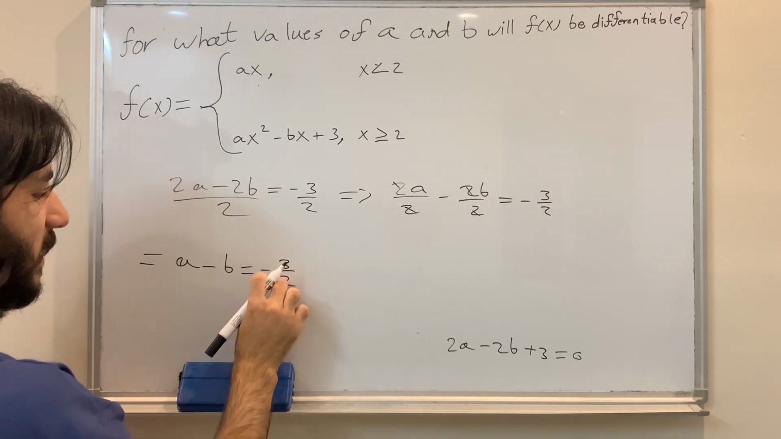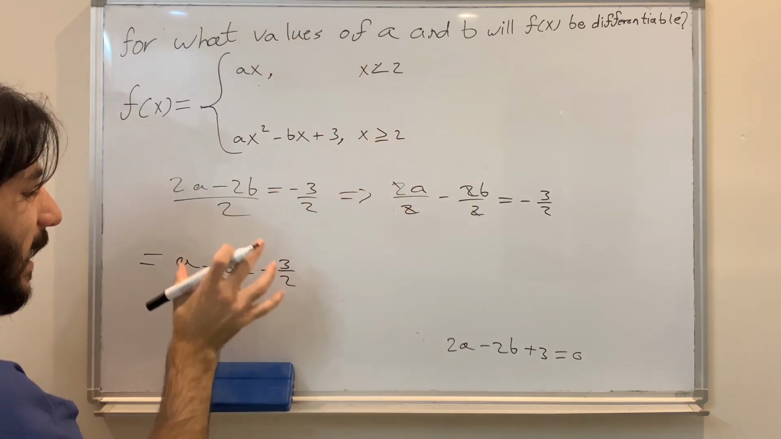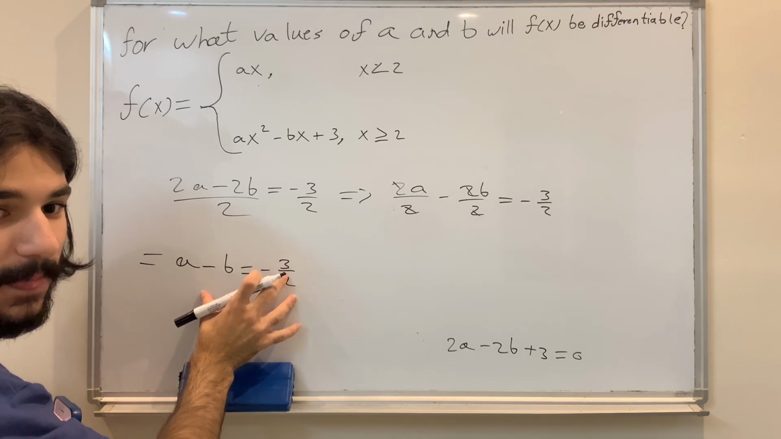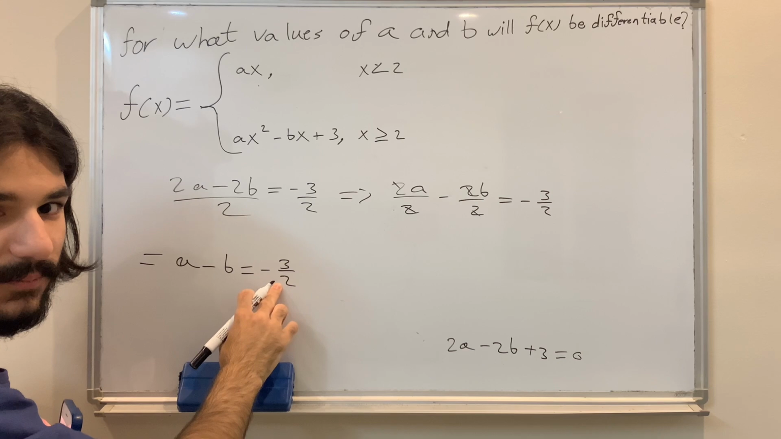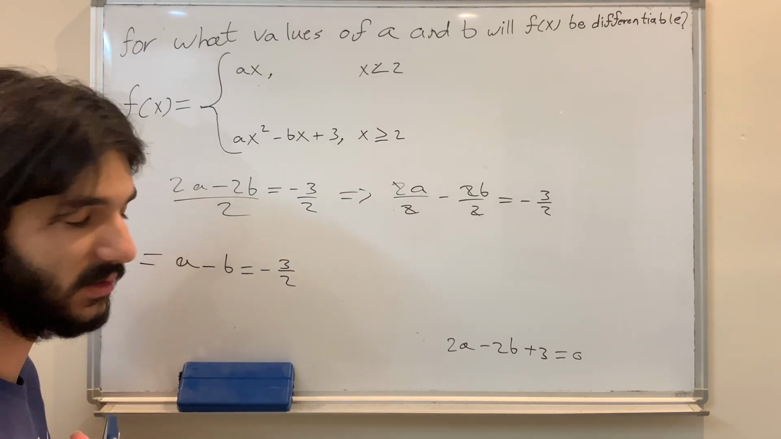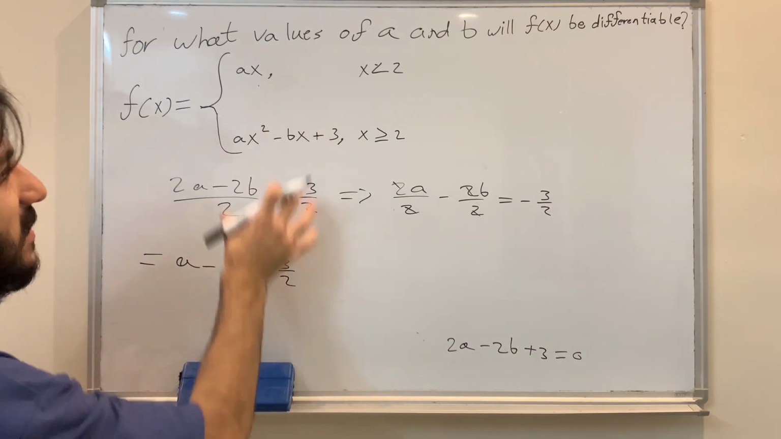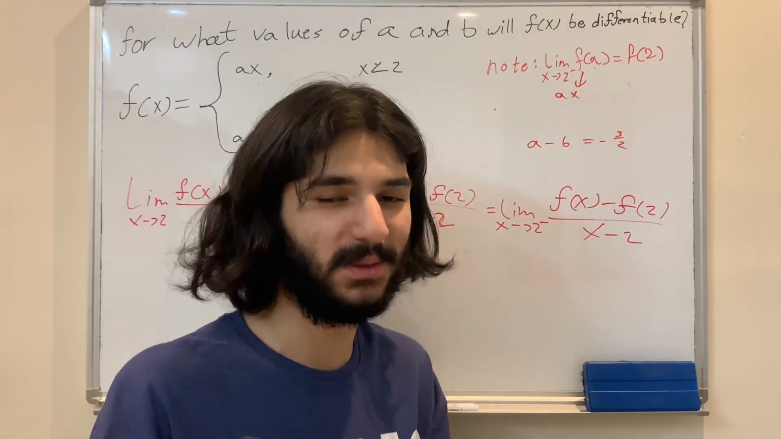Now this just means that these would be continuous at 2 if this holds true. Okay, so now we need to find an a and a b that gives us this. Okay, so now we move on to the differentiability part, because technically now we know that this is continuous if this holds. Now on to the differentiability part.